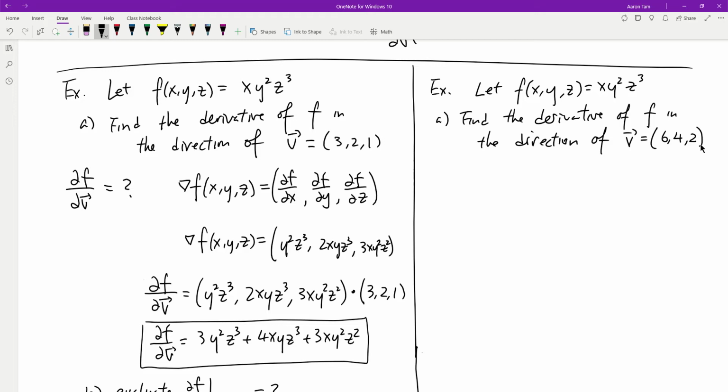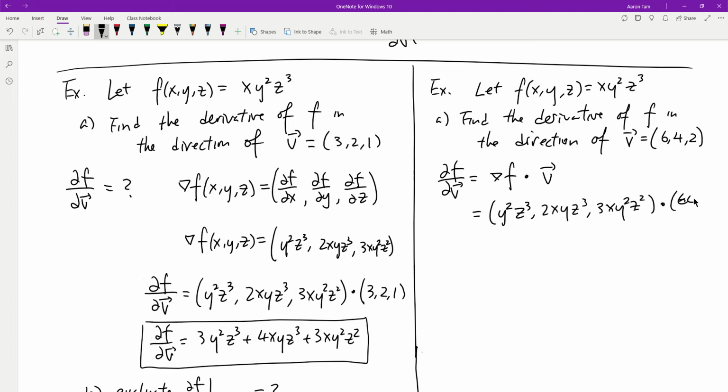But notice what happened to df over d vector v. So df over d vector v would equal the gradient of f dot product v, which would basically just equal to this thing. And therefore it comes out to be this.